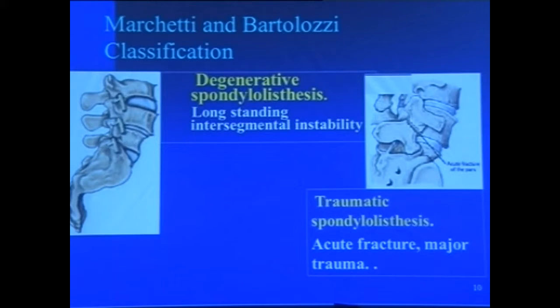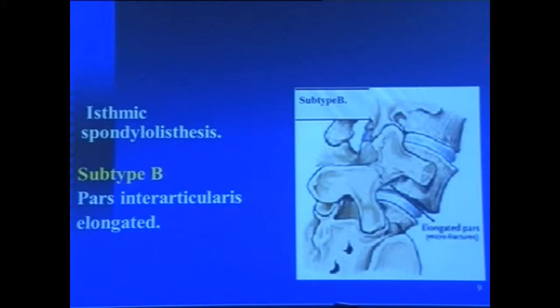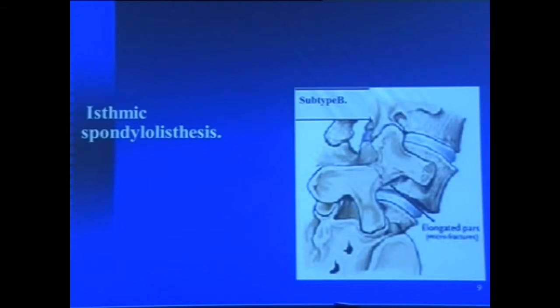Degenerative spondylolisthesis is increasing because of longevity, and it is essentially because of long-standing intersegmental instability. Traumatic spondylolisthesis, as I mentioned wrongly earlier, is also common, when we see patients with trauma, and it could be with acute fracture or major trauma. In isthmic spondylolisthesis type B, the pars interarticularis is elongated, and this is essentially because of heredity.